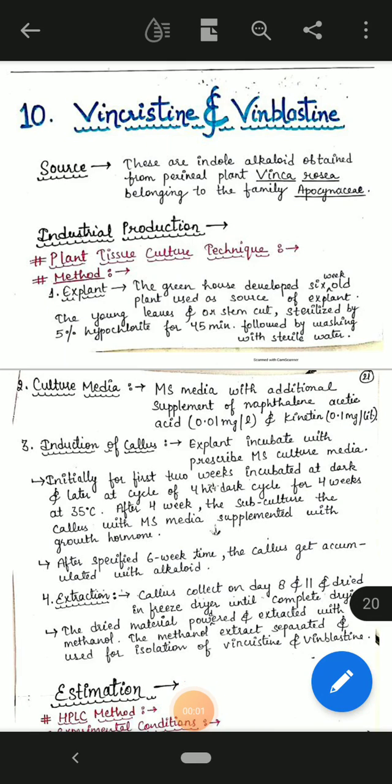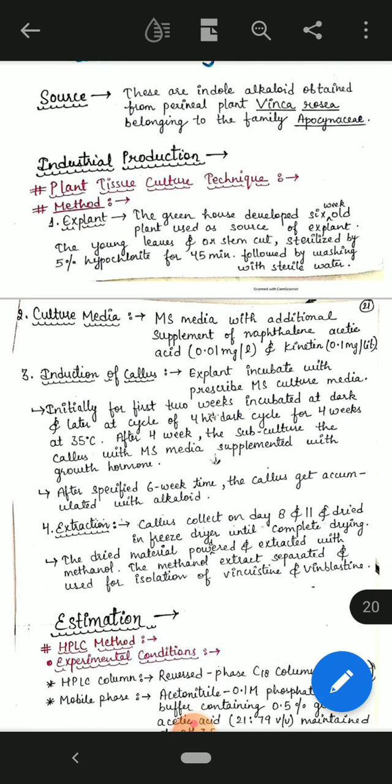Let's begin with the last lecture of this unit, that is Vincristine and Vinblastine. The source of the vincristine is the Vinca rosa. It is an indole alkaloid obtained from the perennial plant belonging to the family Apocynaceae. The industrial production can be done by the plant tissue culture technique.